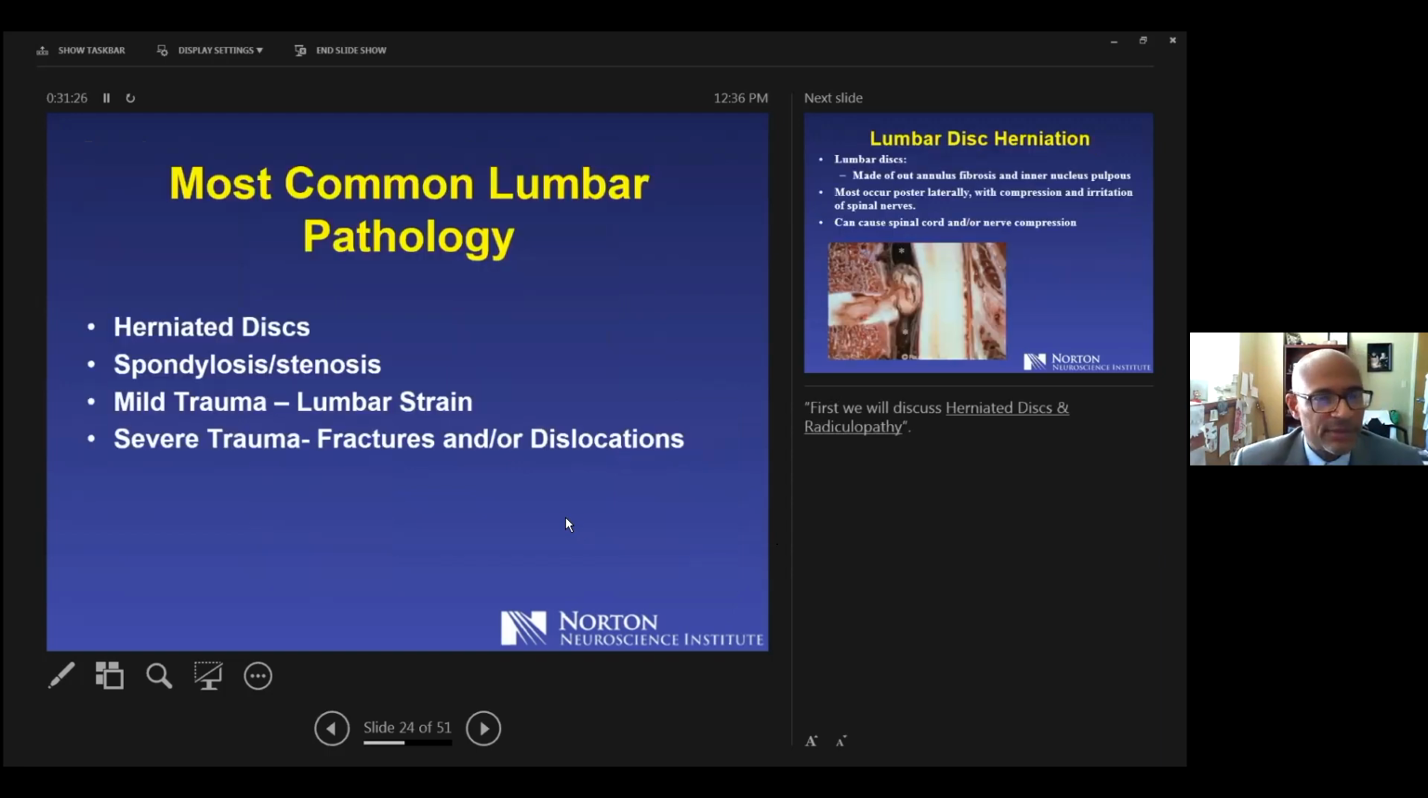Now we're just going to talk about some of the common pathologies that we see in the lumbar spine, since we've gone through all the imaging modalities, the evaluation, motor, sensory. Pathologies that are most typical in the lumbar spine are going to be disc herniations. You can have spondylosis or stenosis, and spondylosis is just a fancy term for saying degenerative arthritis. Stenosis can be varying degrees, but all that means is that the canal is smaller, or where the nerve goes out is smaller. You can have mild trauma, such as a lumbar strain. You can have severe trauma where you have more fracture dislocations.